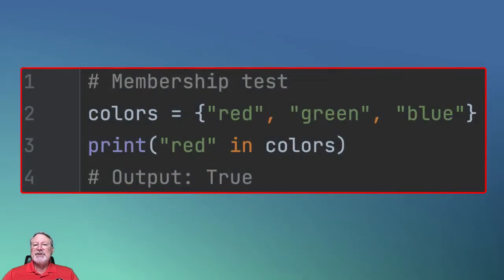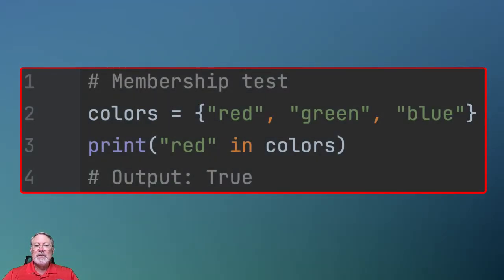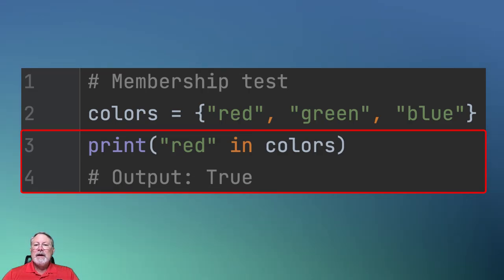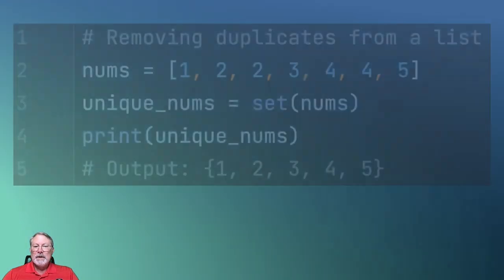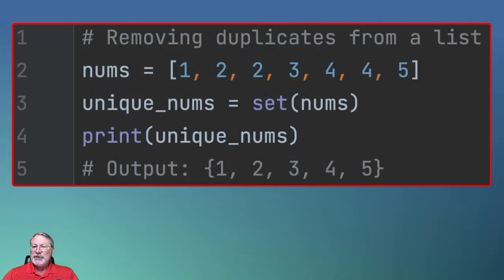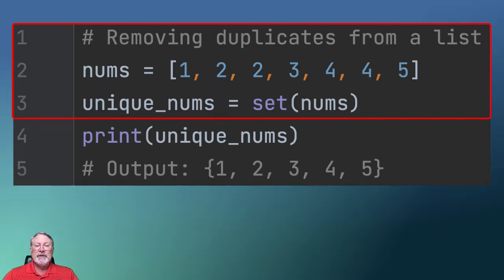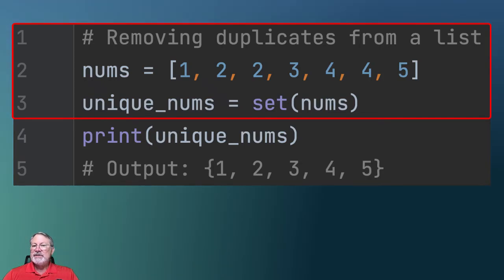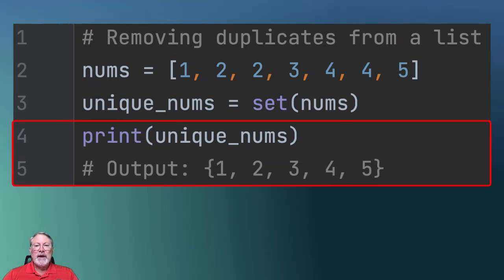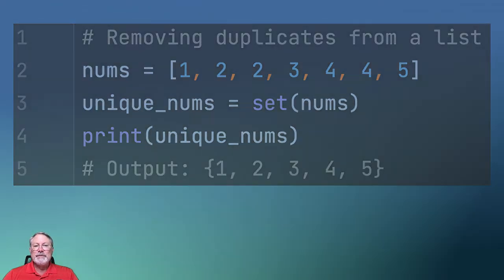It's very easy to check if a set contains a particular element. Here, using the keyword in allows us to check if a value is an element of the set. Sets also let us efficiently remove duplicates from a list. Note in this example, duplicates for 2 and 4 have been removed.